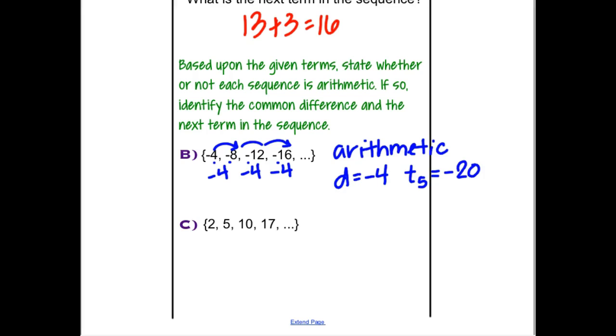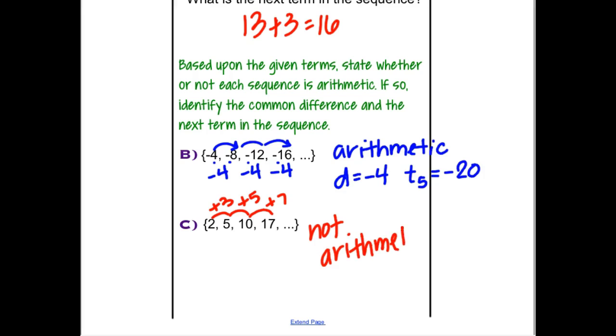For C, we've got 2, 5, 10, 17. And from 2 to 5 is plus 3. 5 to 10 is plus 5. 10 to 17 is plus 7. Now, while it's a consistent pattern of what it's increasing by, because that goes up by 2 every time, the difference itself is 3, 5, 7. It's not a common difference, so this one would be not arithmetic.